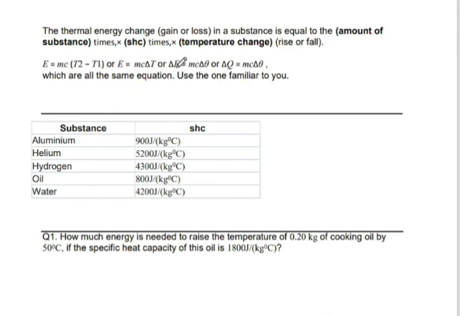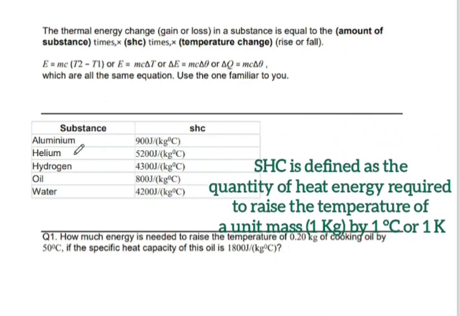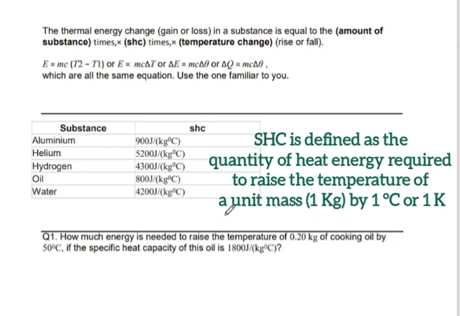So you can write delta E equals mc delta theta or delta Q. The symbols for energy are either E or Q. All these equations mean the same thing. You can use any of the equations which you are familiar with. Now, here are some substances with their specific heat capacity. SHC stands for specific heat capacity. So you can just read through it and look through their specific heat capacity.